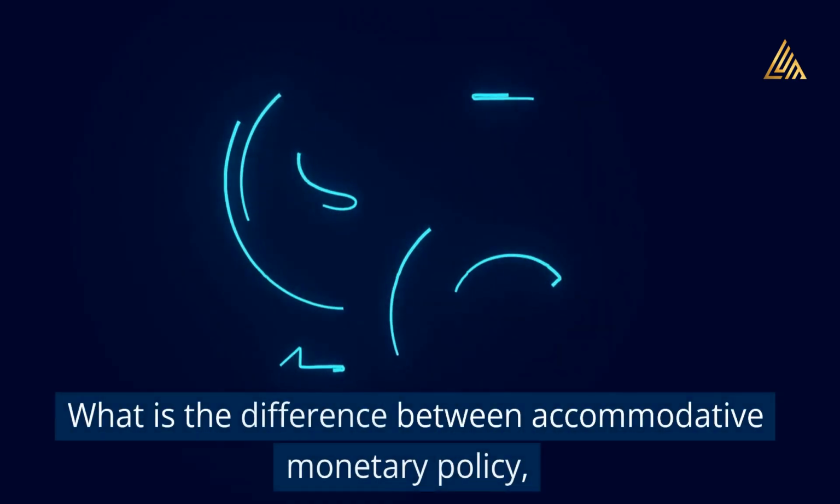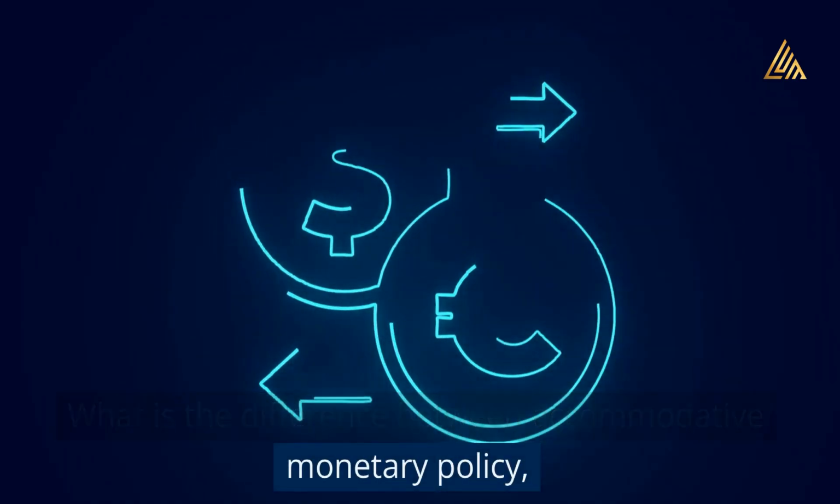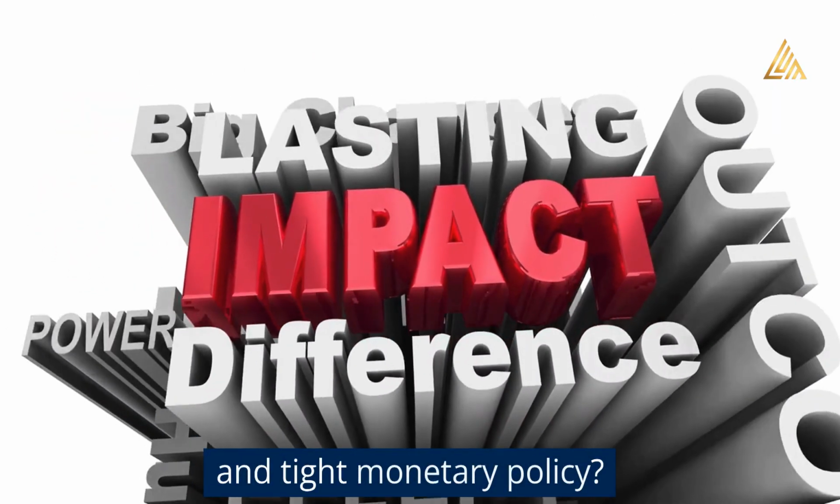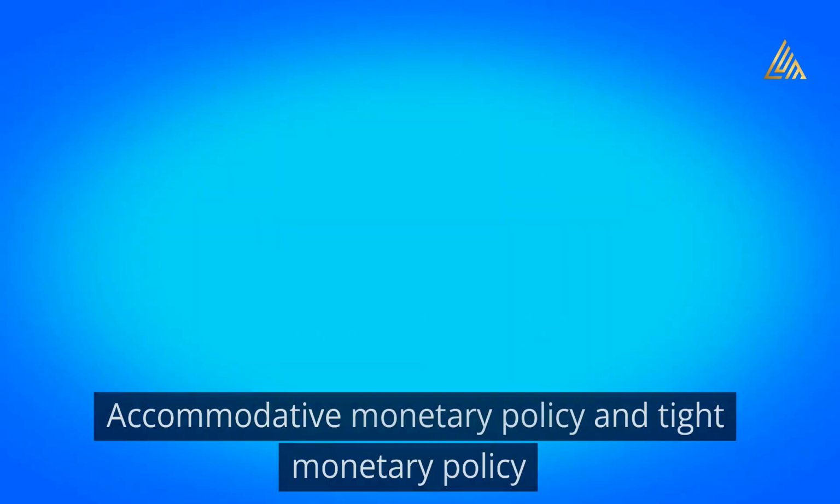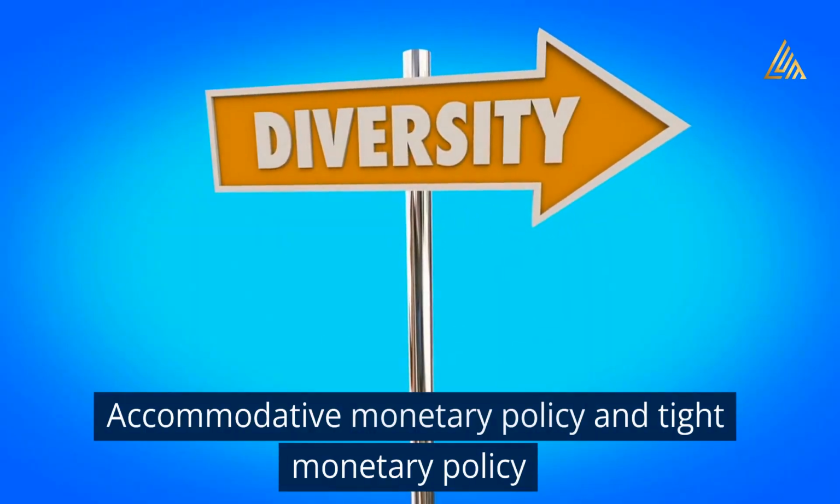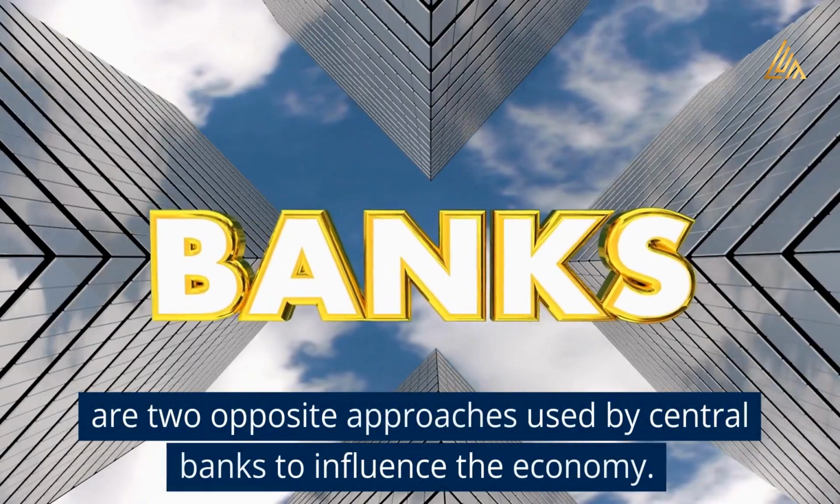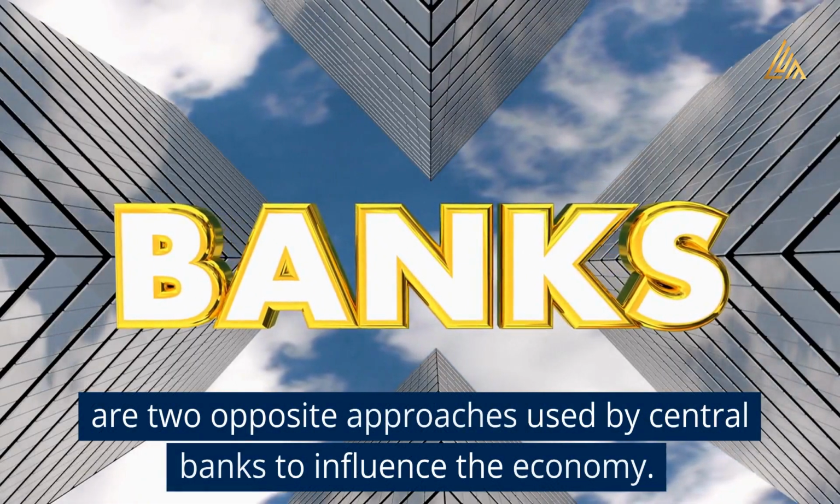What is the difference between accommodative monetary policy and tight monetary policy? Accommodative monetary policy and tight monetary policy are two opposite approaches used by central banks to influence the economy.